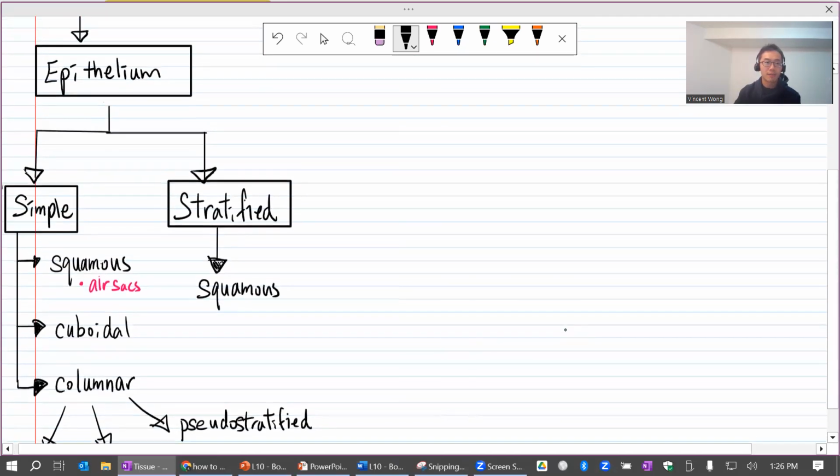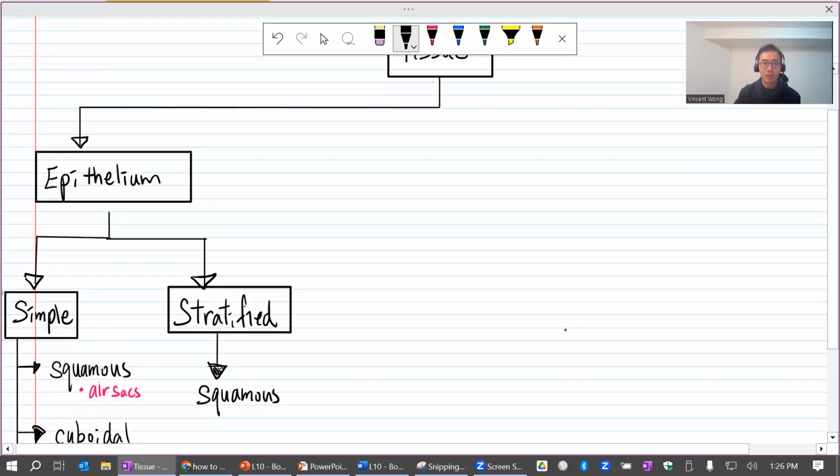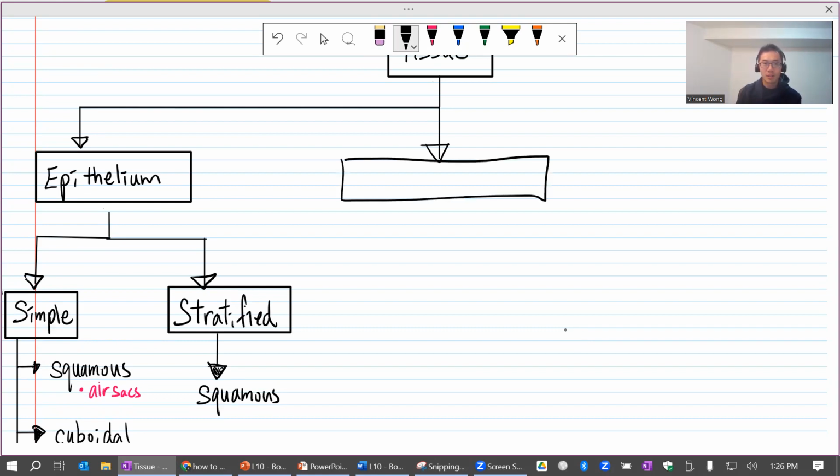Okay, done. That's the first type of tissue. Sorry, I just gave you the answer. There are 4 types of tissue. So the first type is epithelium, and then the second type of tissue is what? Connective tissue. There you go. Yeah, I went ahead of myself.